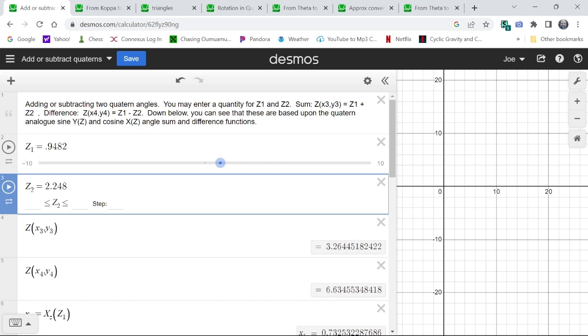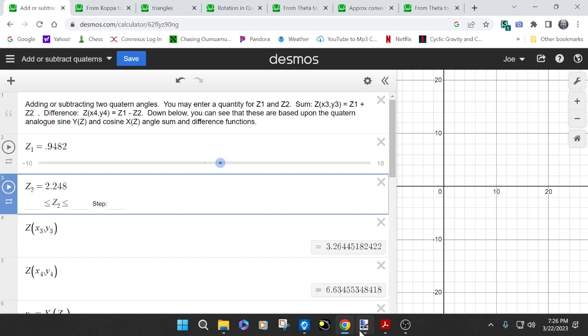And we find that that sum is here, and I'm just going to write this down real quick. The sum is 3.264, let's call it. 3.264. So that is the sum.